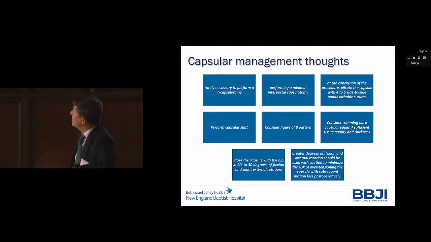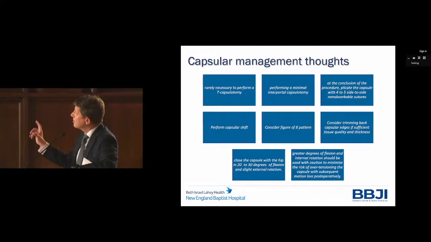At the conclusion of the procedure, you want to plicate the capsule if you want to stabilize it. Again, this is not the one you're going to do a PAO on. Four to five side-to-side sutures, non-absorbable for me, to perform a capsule shift and plication. You can also consider a figure-of-8 pattern for the sutures, and consider trimming back some of the capsular tissue. When you close it, it is more of a tightening plication. You want to close it in flexion. With greater degrees of flexion and internal rotation, you need to be cautious because you don't want to over-tighten.